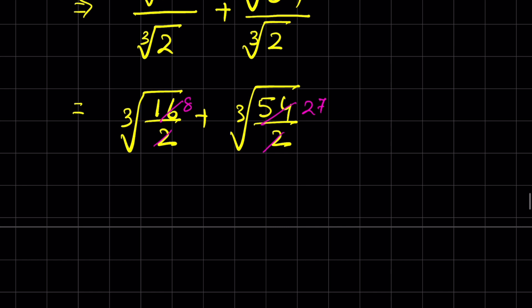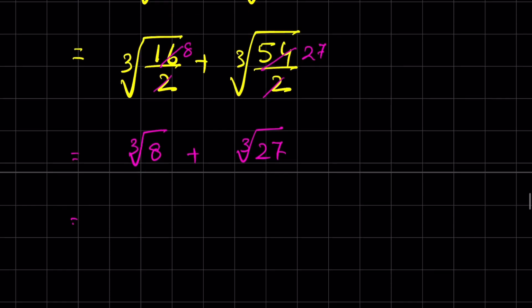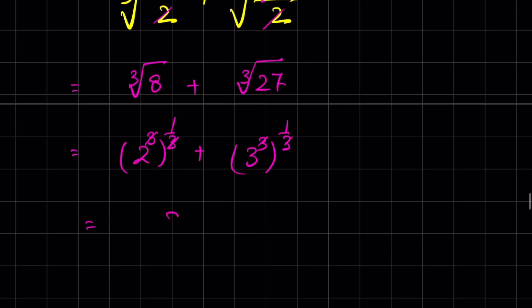Now 2 times 8 is 16, 2 times 27 is 54, so cube root of 8 plus cube root of 27. 8 we can write as 2 raised to the power 3, or cube root of 8 is 2, and cube root means 1 upon 3 power, plus 27 as 3 raised to the power 3, and cube root means 1 upon 3 power. Here 3 and 3 get cancelled, here 3 and 3 get cancelled, so the answer is 2 plus 3 is equal to 5.